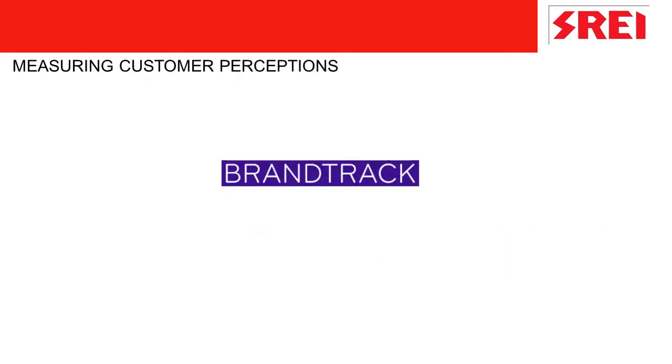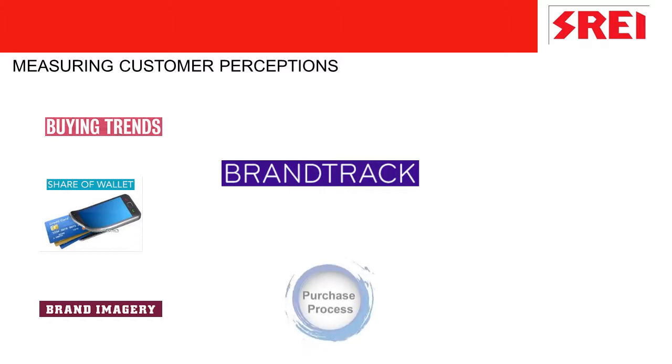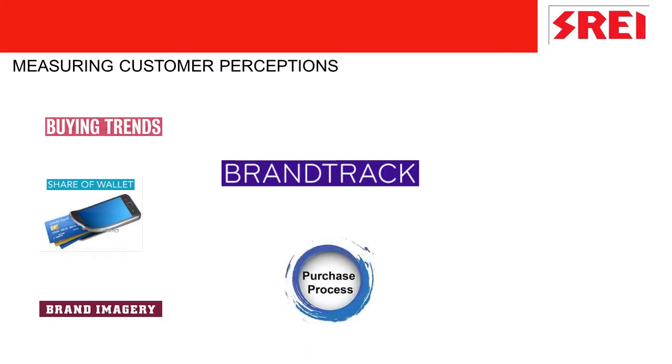Let's delve a bit deeper into some of the areas that a brand track examines. Buying trends, what customers are purchasing currently and what they intend to purchase in future. Share of wallet, if a customer spends rupees 100 on all related products and services, how much of this does she spend on your product? Brand imagery, the image that people have in their minds about your product or service, be it tech savvy, good quality, luxurious, etc. Purchase process, the channels or distribution through whom they buy your products.